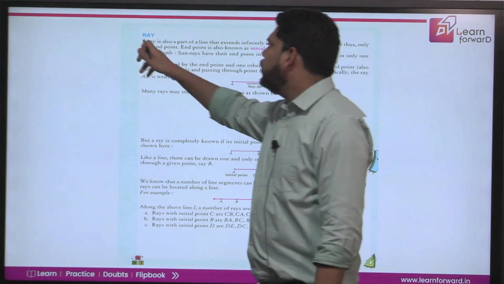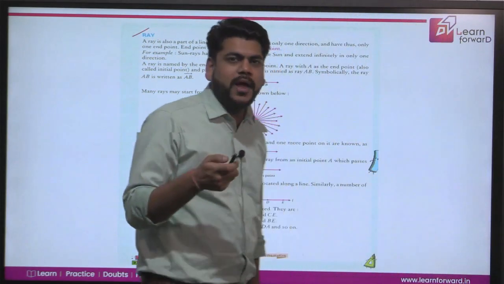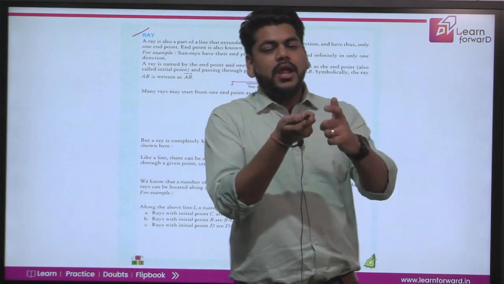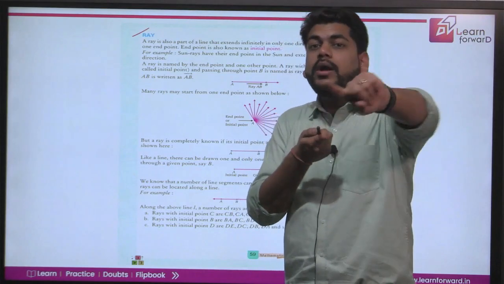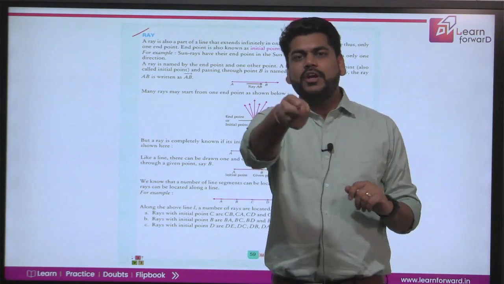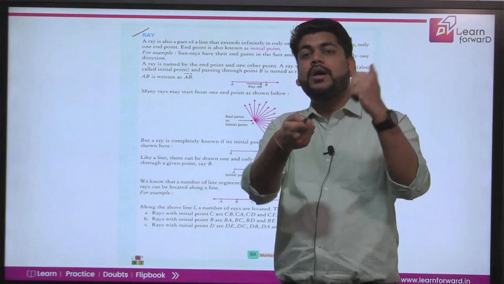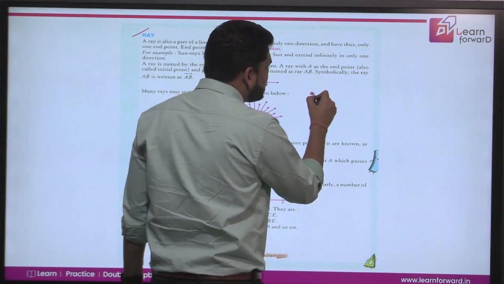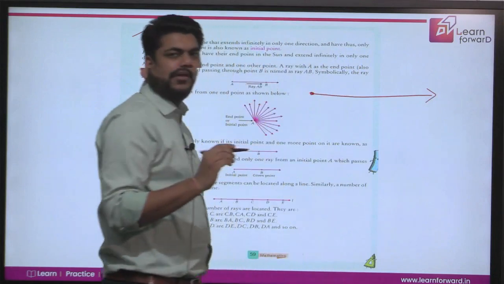Now we come to the next concept, ray. If I have a torch in my hand and I switch it on, then it will make the light travel in one direction. If I switch on the torch like this, the light will not come in my direction but will come towards you. So a ray starts with a point and only travels in one direction.